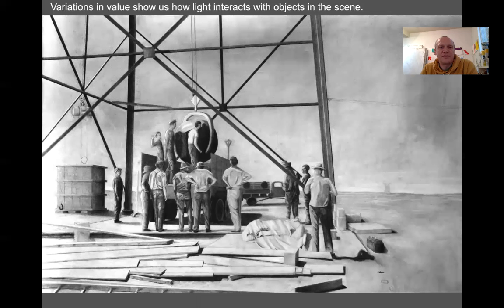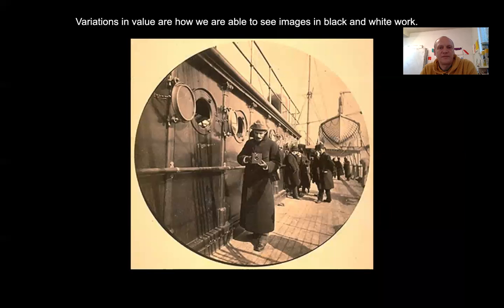So a big point here that we've talked about is that value variations show us how light interacts with the objects in the scene. So it's shadow work. So it's how we're able to understand something, even though it's only painted or photographed in black and white, right? It's not like we need color to understand that there is volume and dimensionality in something like this.